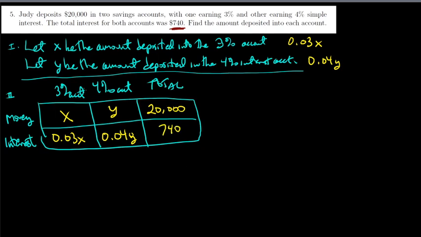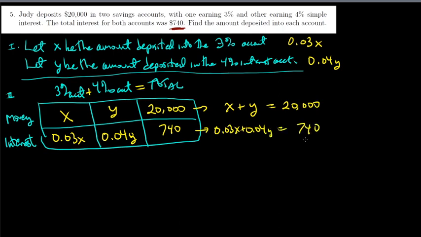Okay, so total means sum, right? So you're adding what's in both accounts. So the first equation is just X plus Y equals 20,000. The bottom equation, when you add the interest, you get 0.03X plus 0.04Y, and that's going to be 740. So those are our two equations, right? We just have to solve that system of equations.